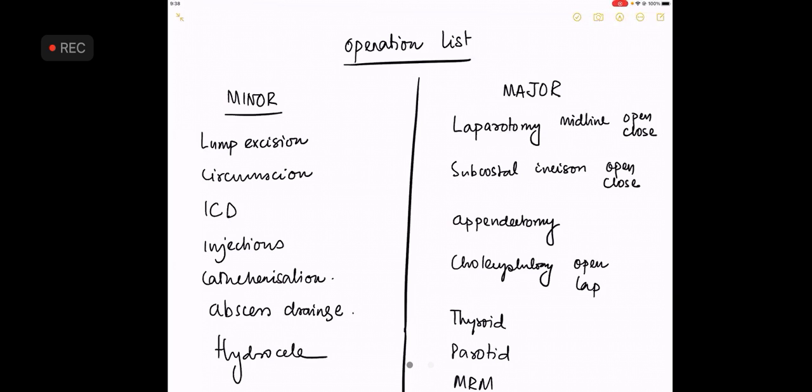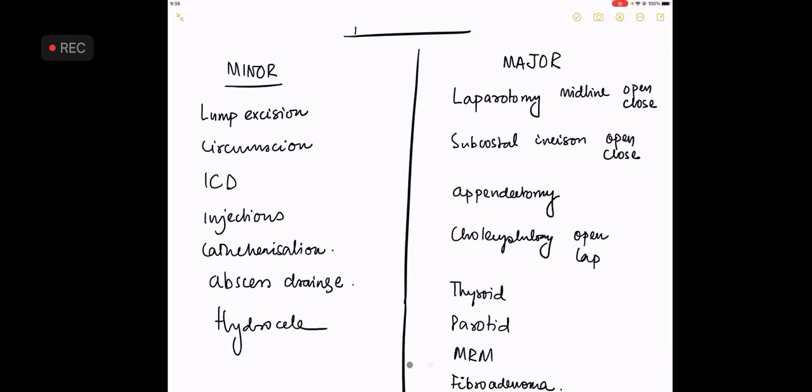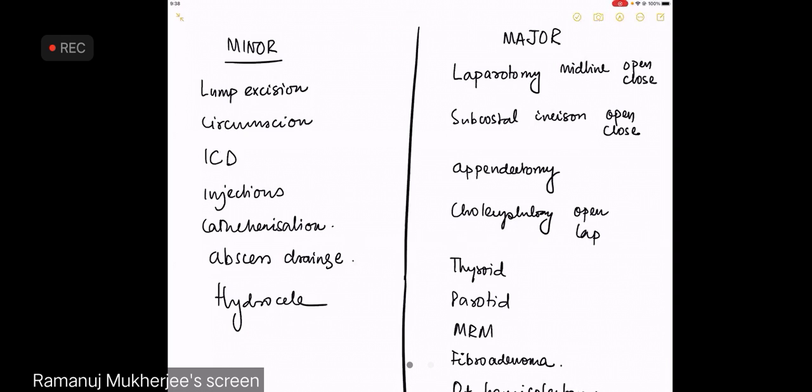But if you have taken down the list, it is nice. If you have not taken down the list, we will have just 2 minutes and then we'll start with the minor operatives first and then we do the major operatives. So take a minute and note this down.